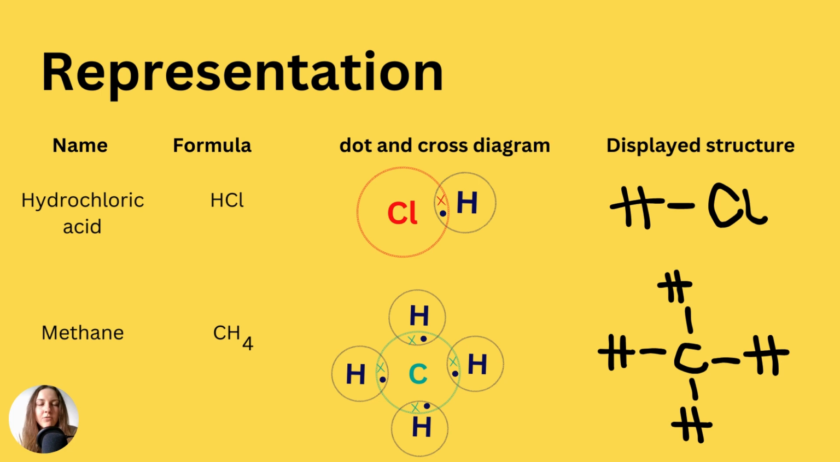And you can see that we've got the dot and cross diagram shown. We've got a chlorine atom and a hydrogen. You can see that shared pair of electrons with the dots and crosses that are there. And that shows you the electrons, and the sharing of them is the covalent bond that forms. And in the displayed structure, you can see you've got H dash Cl, which is chlorine. The dash represents the bond, and you can see that in that diagram there.